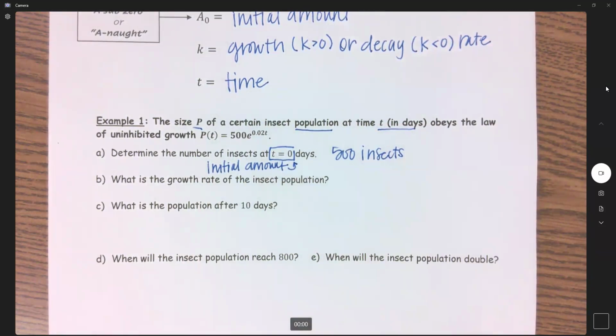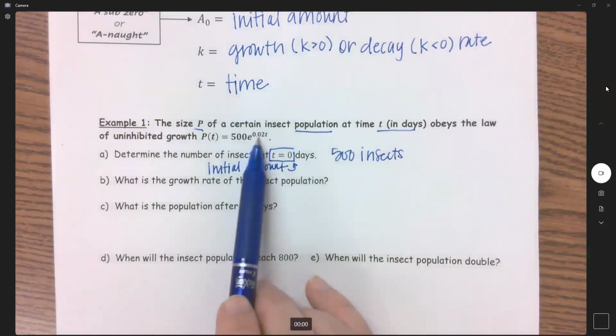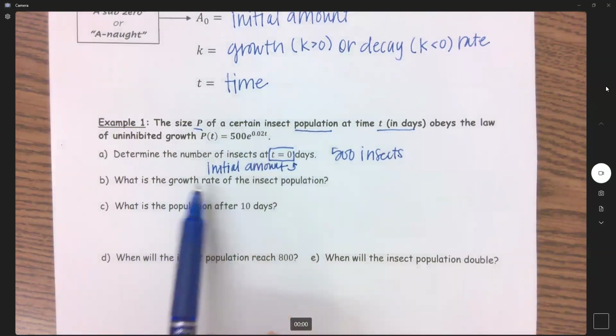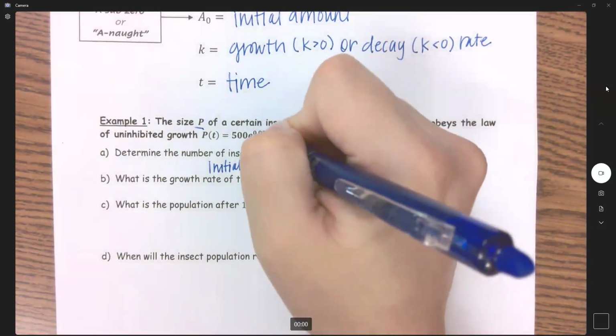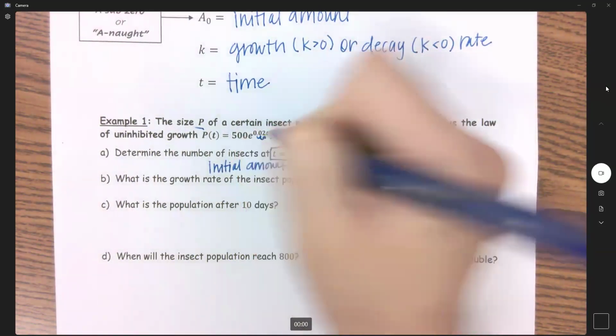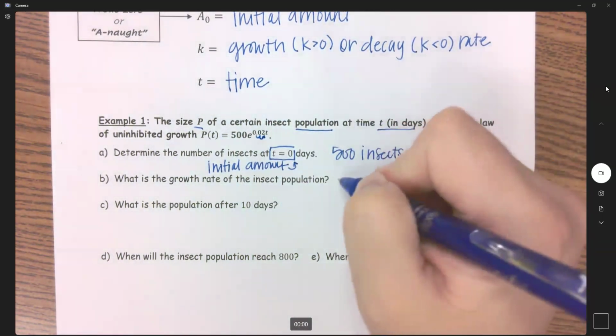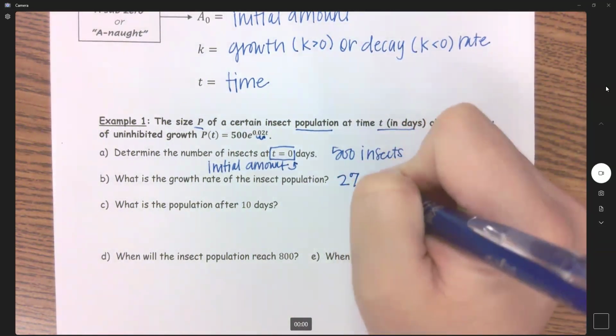What is the growth rate of the insect population? So that is my k right here. Now, when it wants these in rates, it more than likely wants it as a percent. So you take that decimal and move it 2 times, and that's going to give me 2%.